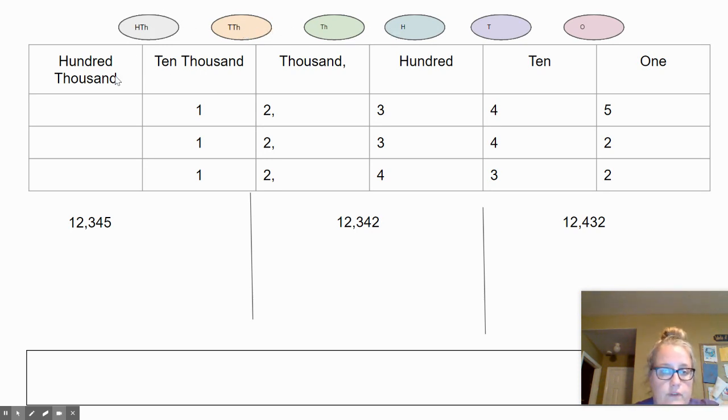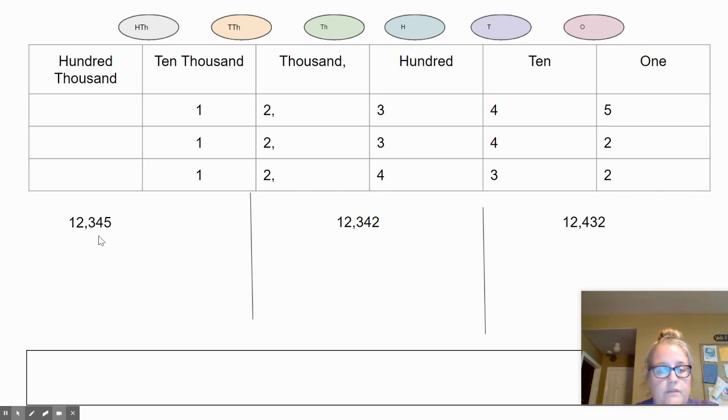Remember, again, if it's for the 100,000, you're going to say HTH. If it's the 10,000, you're going to say TTH. For 1,000, you're going to say TH. 100, you're going to say H. 10, you're going to say T. 1s, you're going to say O. And you're going to actually model each number. So let's go ahead and model all these numbers.